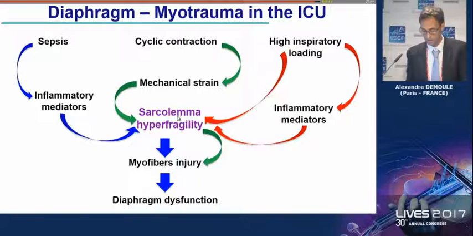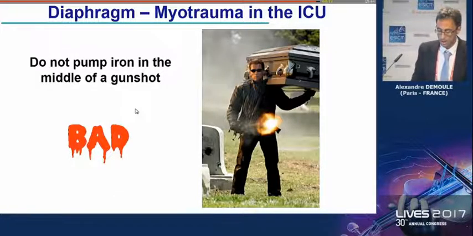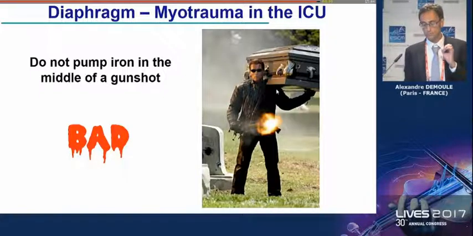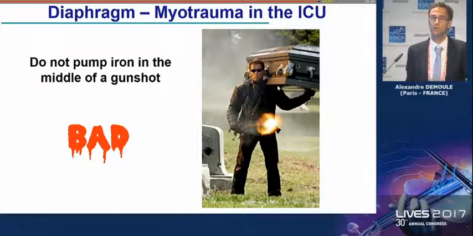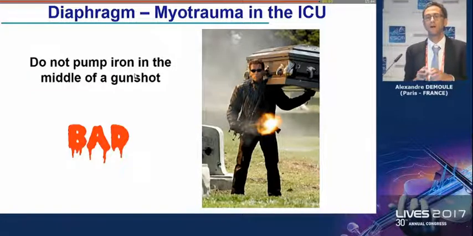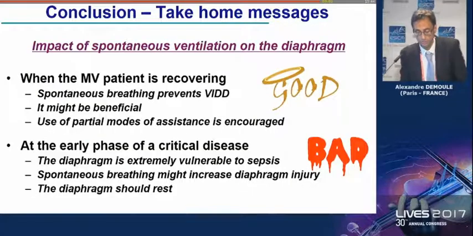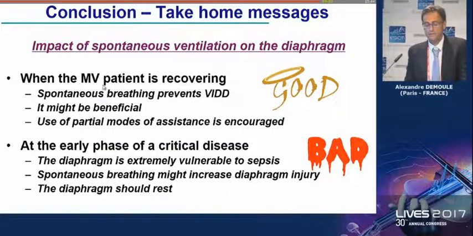We don't want the sarcolemma to be targeted. And the message here: do not pump iron in the middle of the gunshots. So the diaphragm should not work a lot when there is a very pro-inflammatory environment. This is bad. So, as a conclusion, when the mechanical ventilation is recovering, spontaneous breathing prevents ventilator-induced dysfunction. It might be beneficial, and the use of partial modes of assistance is encouraged. At the early phase of a critical disease, the diaphragm is extremely vulnerable to sepsis, and spontaneous breathing might increase diaphragm injury, and the diaphragm should rest, or there will be what we could call a myotrauma. Thank you very much for your attention.